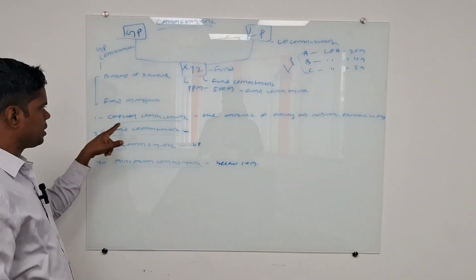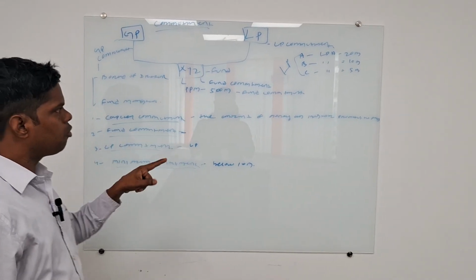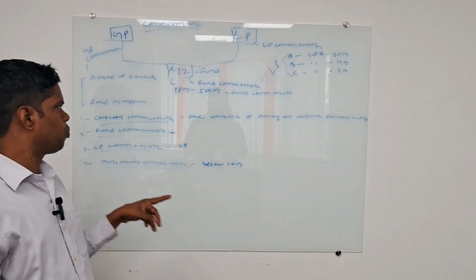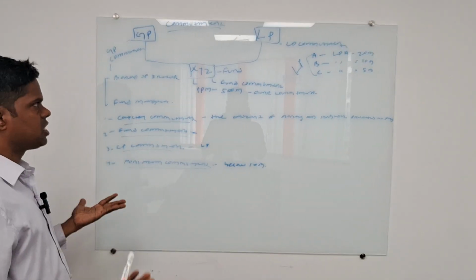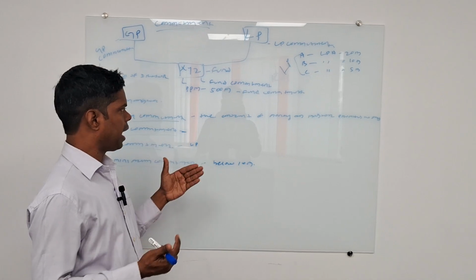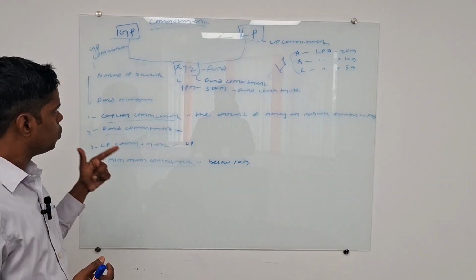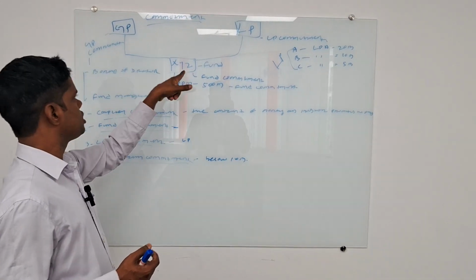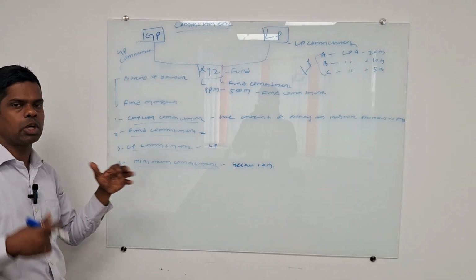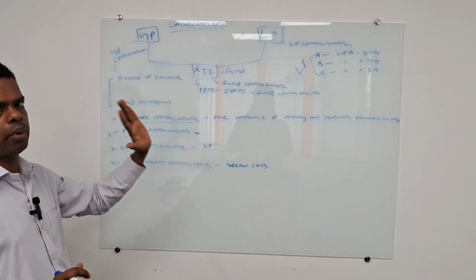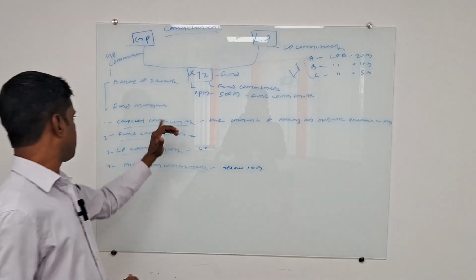Now, what is the capital commitment? It is the amount of money an investor has promised to pay. The investor promises to pay this amount to the fund through the GP. Capital commitment is nothing but the investor's commitment to pay to the fund. This is the capital commitment.